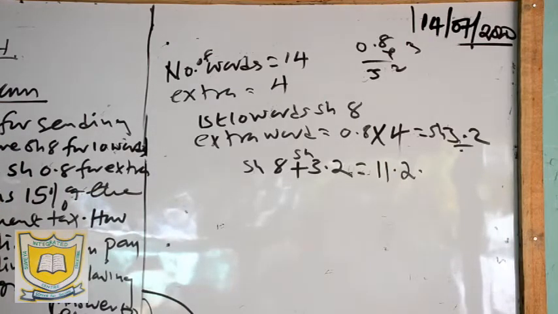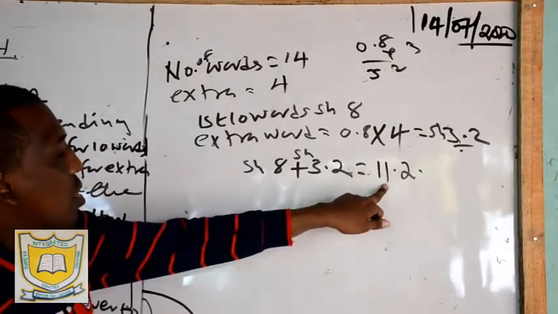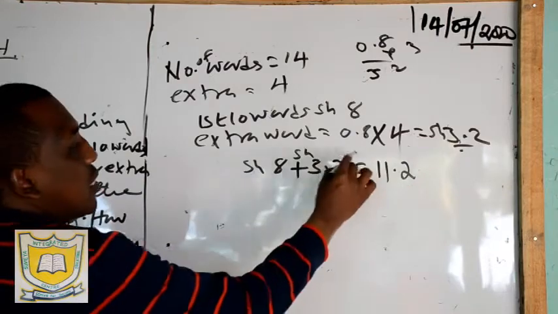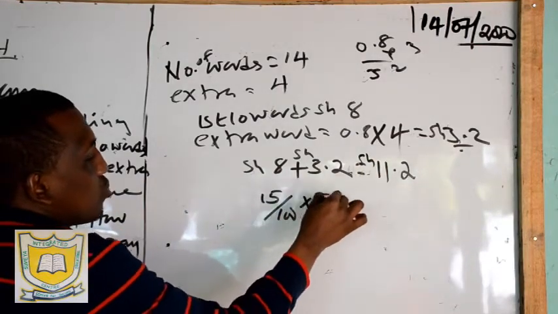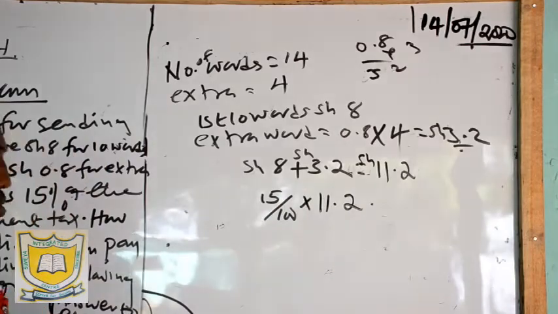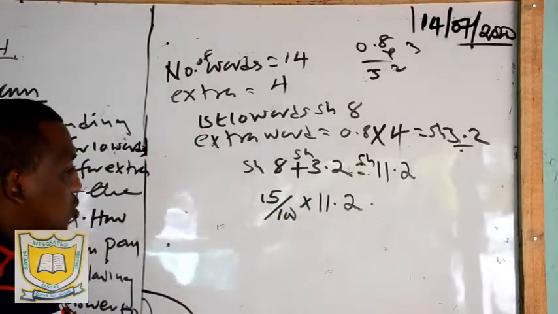Then you are told government tax of 15% was also charged. So what we do now, we take the amount, shillings 11.2, and find 15 out of 100 times 11.2. I said we don't simplify. We first multiply this, then we divide it by 100. So let us multiply now.